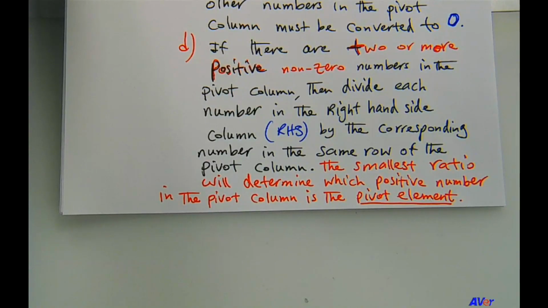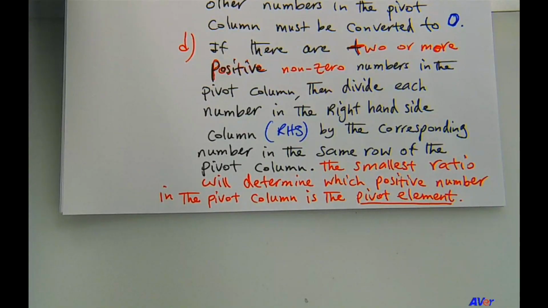And why is this important? Well, because that number we identify as the pivot element must be converted to 1. That is, if it's not already 1. If it's 1 already, then we leave it like that. But if it's not 1, we will convert it to 1, and all the other numbers in that column should be converted to 0. So we go through this procedure, we find the smallest ratio, and we identify the number that is going to be the pivot element.